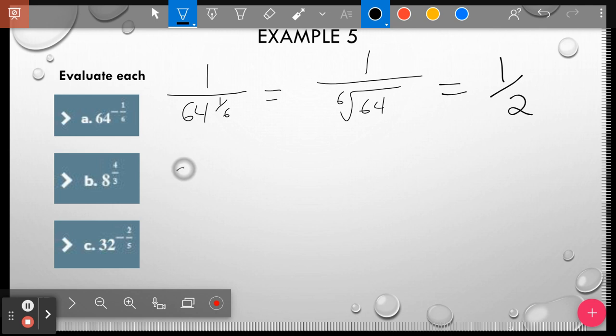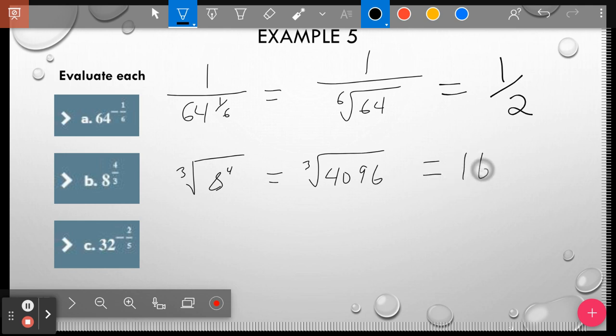This one is the cubic root of 8 to the 4th. First thing I want to do is figure out what 8 to the 4th is. And then I want to do the cubic root of 4,096. I'm going to hit math and go to the 4th one, so that's automatically a cubic root. The calculator is going slow right now. Then we'll type in 4,096, and it says 16.